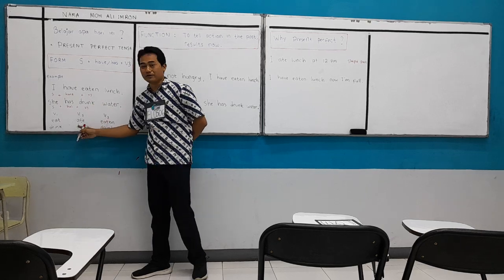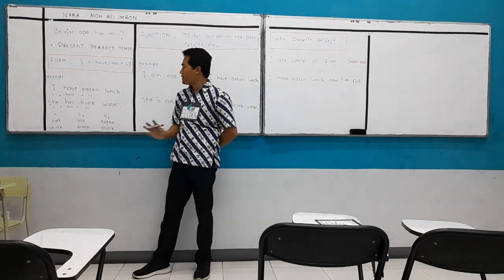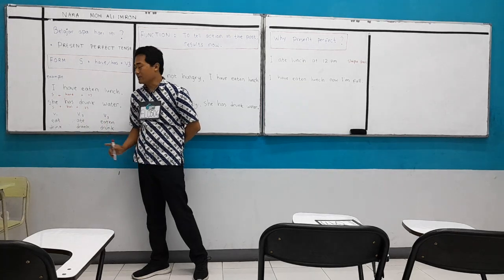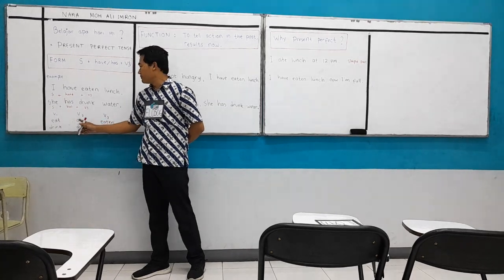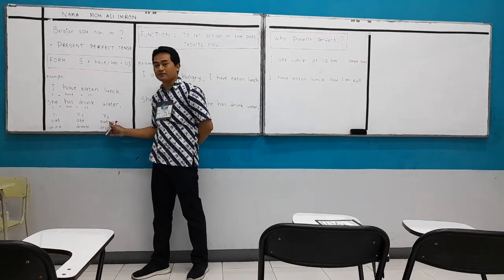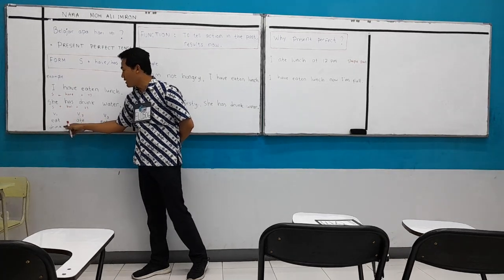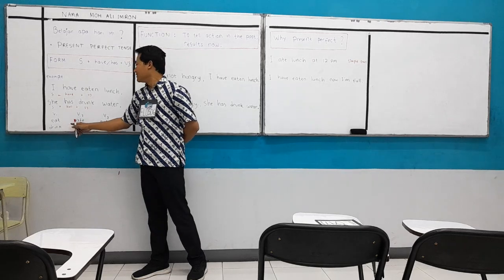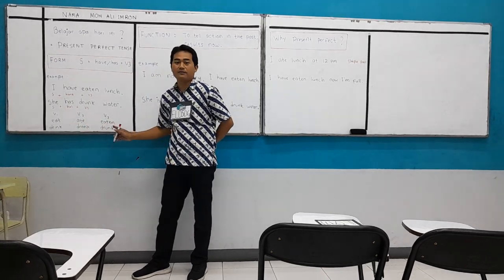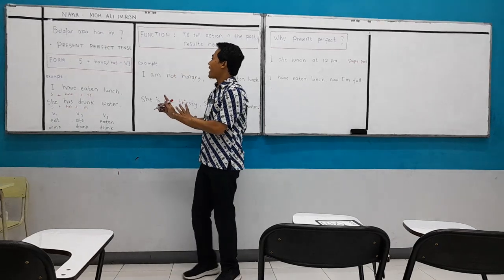Okay, this is to remind you of the change from verb 1, 2, and 3. If verb 1 is eat, then verb 2 is ate, and verb 3 is eaten. And then next, if verb 1 is drink, verb 2 is drank, and verb 3 is drunk. Alright, so this is the formula.